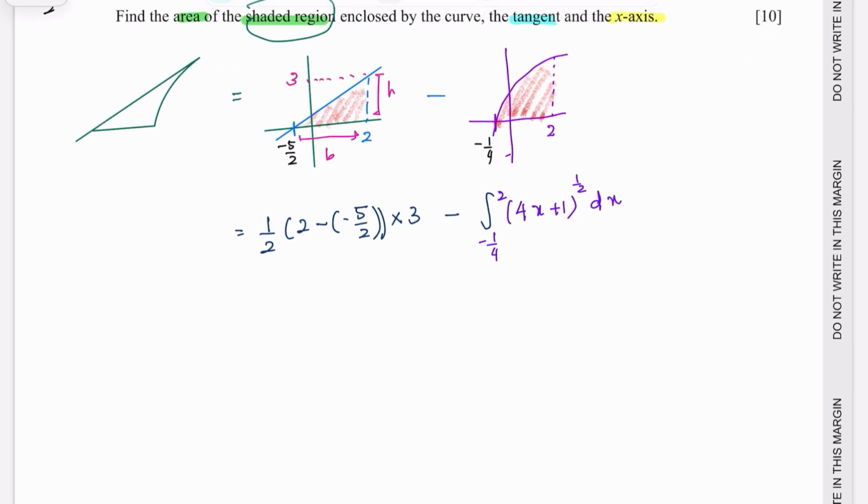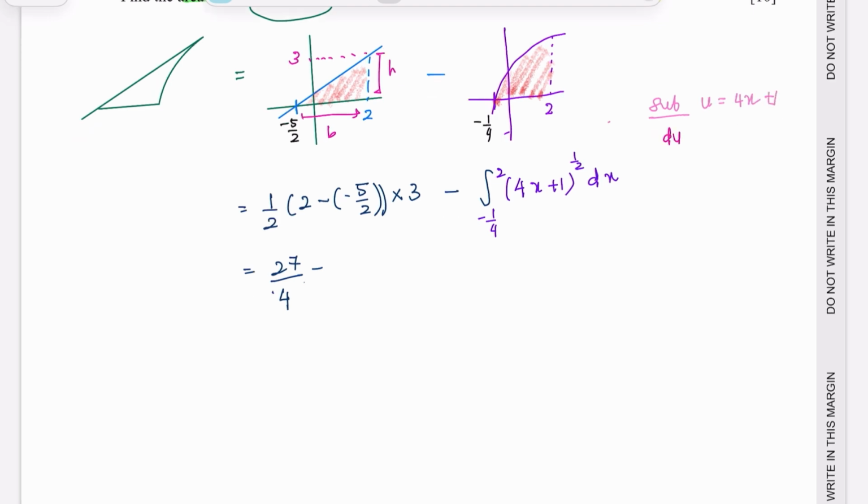Okay, let's simplify the first part. This one I'm going to get 27 over 4. Now, for this part right here, I will use substitution. Let u equal 4x plus 1, du will be 4 dx, so dx will be du over 4. Just take this and bring it over to make dx the subject.